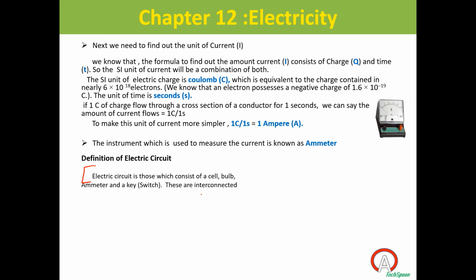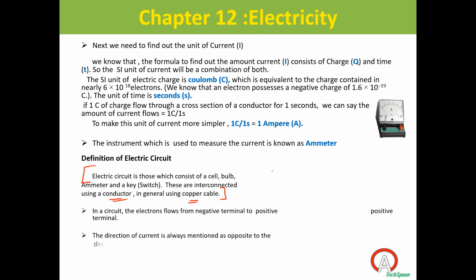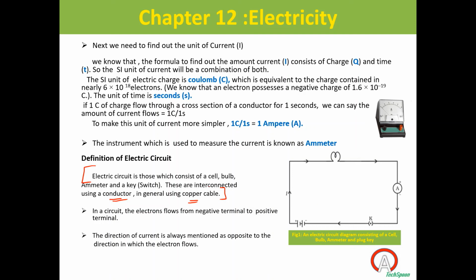These are interconnected using a conductor, in general using copper. Electric circuit is those which consist of a cell, bulb, ammeter, switch, etc. These are interconnected using a conductor, in general using copper. Okay, draw this picture. After writing up to this statement, draw this picture. The last two statements we can write last after drawing this picture.